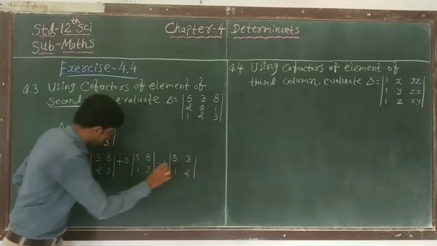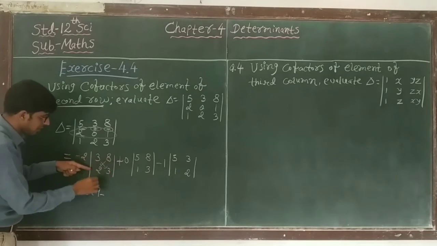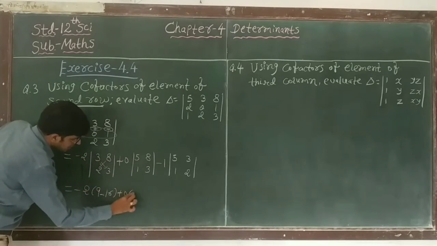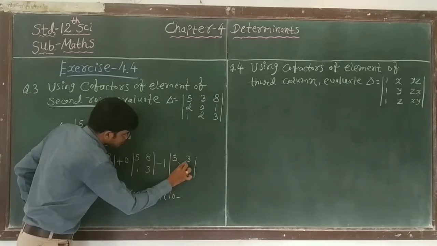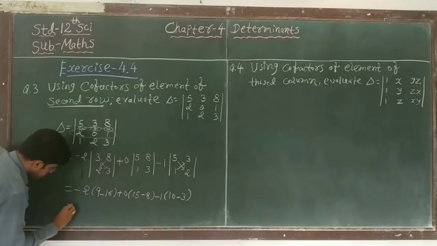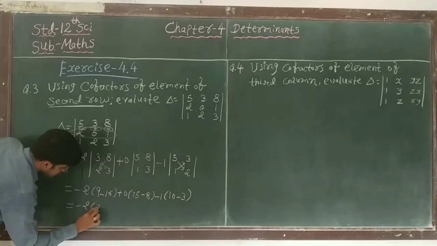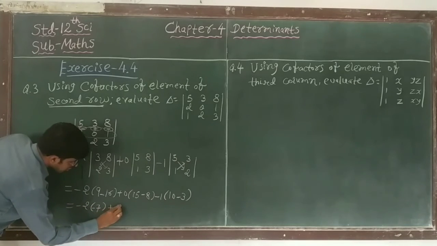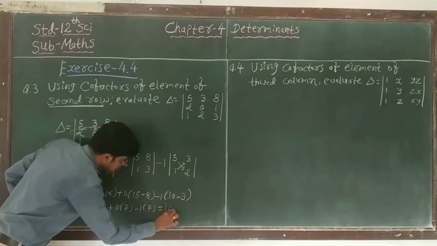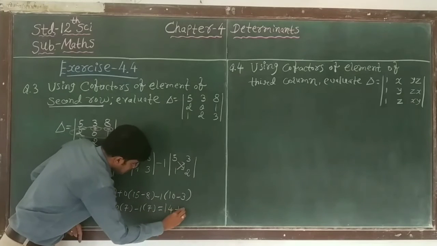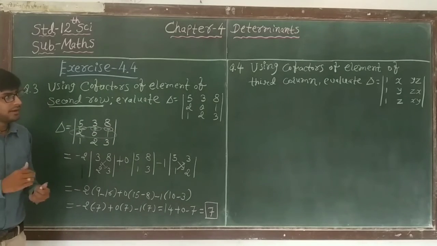Now we have to solve. Minus 2 bracket: this is 9 minus 8 is 16, plus 0. 5 is 15 minus 8, minus 1. 5 is 10 minus 3, is equal to minus 2 bracket 16 minus 9, that is 7, plus 0 bracket 7, minus 1 bracket 7, is equal to minus 14 plus 7, because minus minus is plus, so 0 minus 7. So it gives 7. Is it clear?